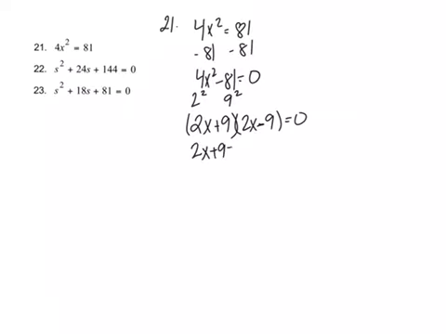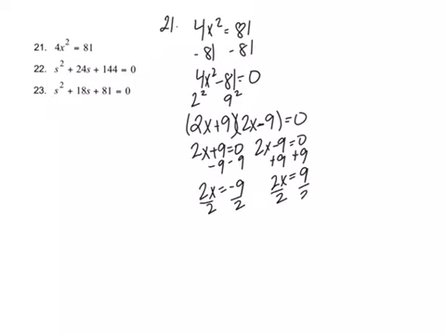2x plus 9 equals 0, and 2x minus 9 equals 0. Subtract 9. So here I get 2x equals negative 9. Here, add 9, I get 2x equals positive 9. Divide by 2, and we get x equals negative 9 halves, and x equals 9 halves.